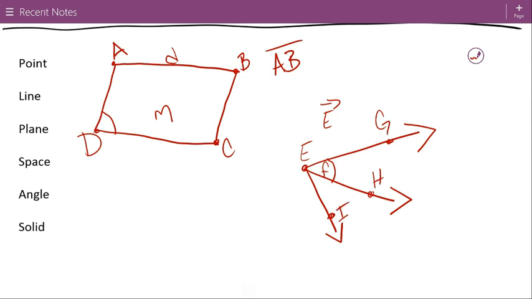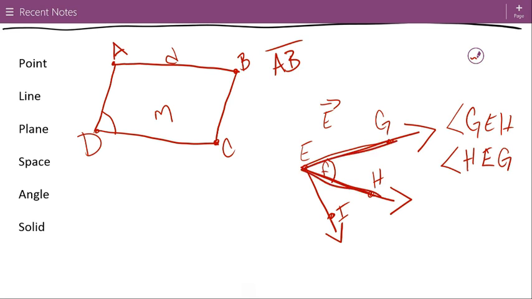So here we would start with the vertex. The point where they come together is always going to be in the middle. So this little symbol here that looks kind of like a flopped over L is going to be our angle symbol. And we start with G, E, H. Angle H, E, G is also the same angle. G, E, H, H, E, G.